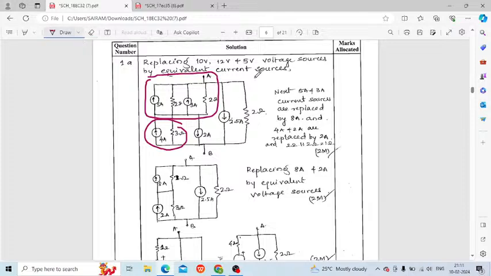So 2 and 2, which is 2 into 2 divided by 2 plus 2, which is equal to what? 2 twos are 4 and 2 plus 2 is 4. You get it as 4 by 4, which is equal to 1. We got 8 ampere and 1 ohm.